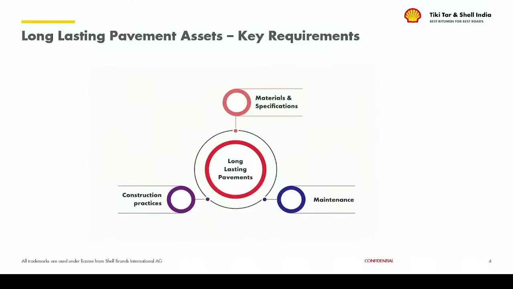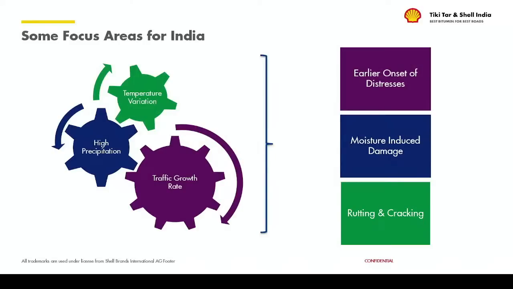Going forward, for any asset, whether it's a pavement or any other asset, these are the three pillars. Today we'll be touching briefly on a bit of materials and a bit of maintenance. Some of these focus areas for India: as highway engineers, we know that India is facing not only a lot of traffic related stresses, but also a lot of environmental stresses. The outcomes I have shared here are not unique. There are many more. I'm just sharing them for the purpose of discussion.